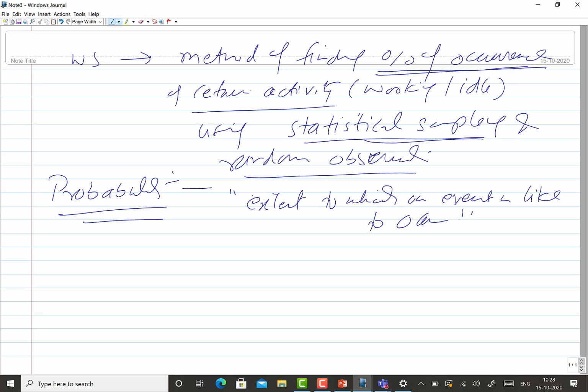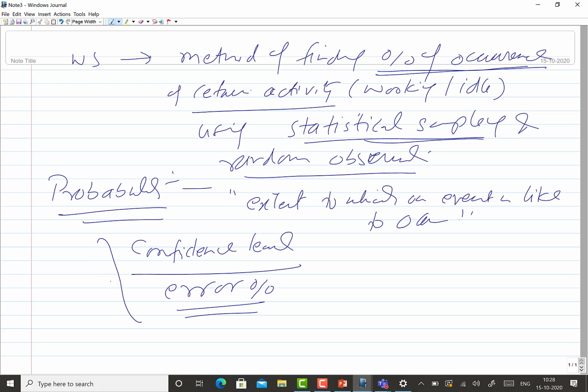So we'll have two things: the confidence level in our observations and the kind of error which is possible in our observation. This will to a great extent depend upon the number of observations. The fewer the number of observations, the lesser the confidence level and the greater the possibility of error. So how to understand this confidence level and the possibility of error? For this we have to see a simple example.